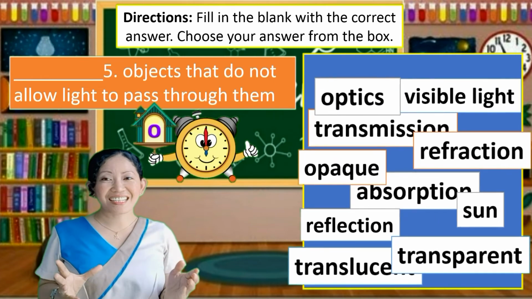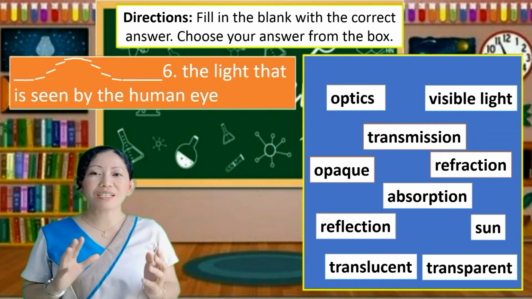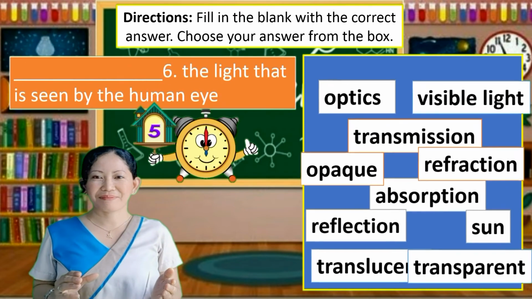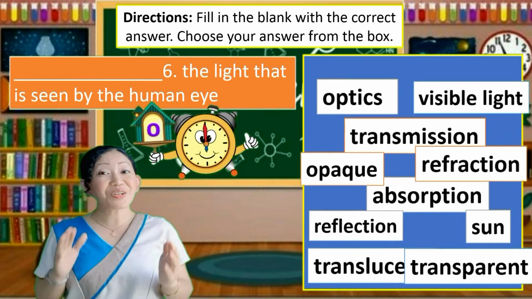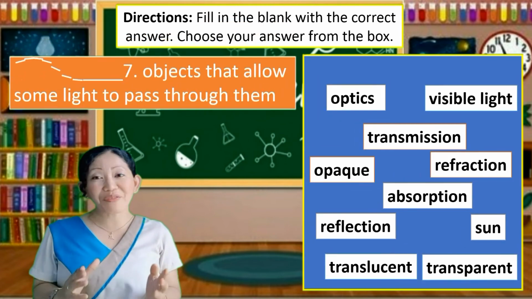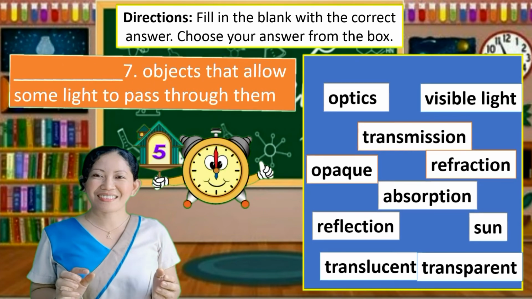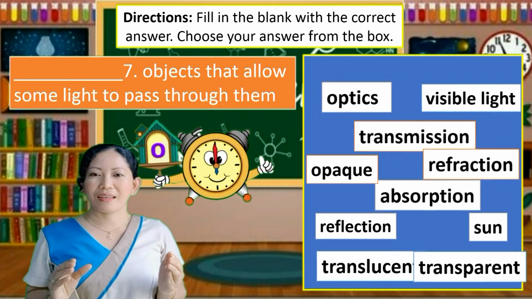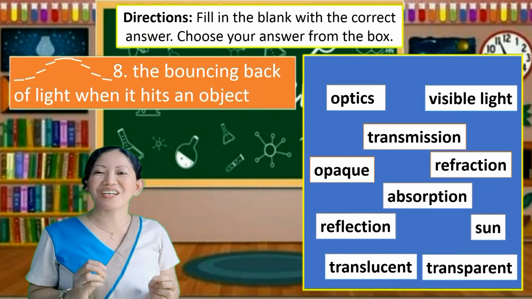And the answer is opaque. Very good. Number 6, the light that is seen by the human eye. And the answer is visible light. Very good. Number 7, objects that allow sunlight to pass through them. And the answer is translucent. Very good. Number 8.